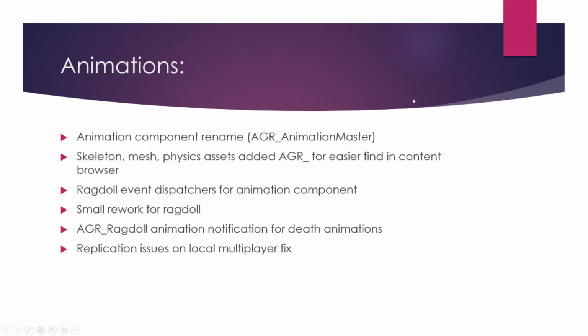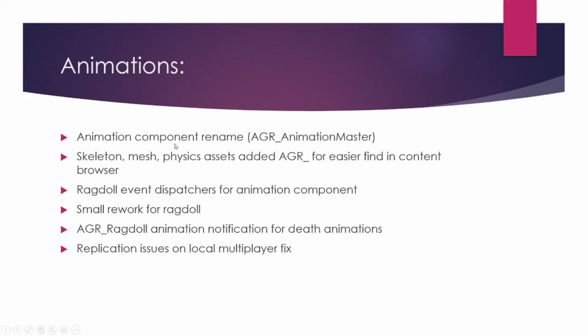So first of all, changes to animation. First of all, I renamed the animation component to be just called AGR Animation Master instead of Animation Master Component. It's obvious that it's a component because it's a component class. Skeleton, mesh, and physics asset, they are all starting with AGR at the front, so it's a lot easier to find it in the context browser. So when you are picking a mannequin skeleton to import into, you won't have to pick one of 30 that are named the same, because this one will always be named differently.